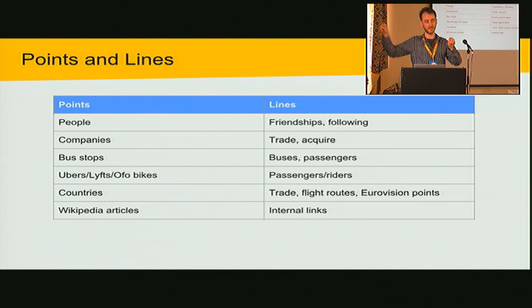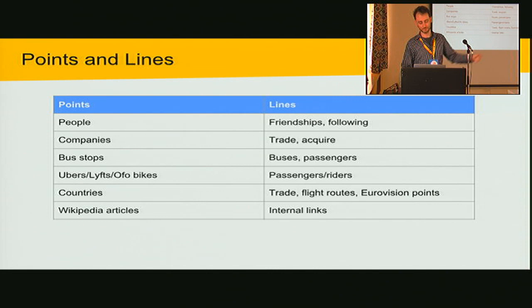Ubers, Lyfts, and Ofo bikes are also points. So anywhere an Uber picks up a fare and drops them off, that could be a node or a point. And then the trip done by passengers. Countries trade, they have flight routes with one another. And most importantly, we are in Europe. Eurovision points. There is a lot of network analysis on how countries vote for one another in the Eurovision Song Contest, and we'll definitely see that in the end.